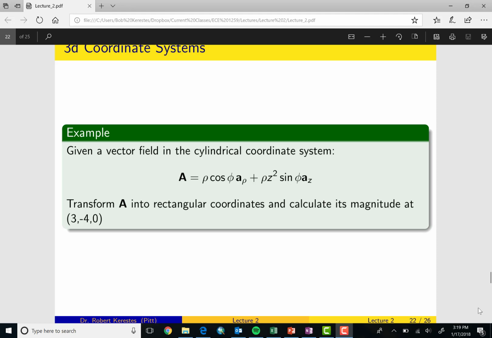Okay, so in this example here, you can see that we're given a vector field, A is equal to rho cosine of phi a rho plus rho z squared sine of phi a z. We want to transform A into Cartesian coordinates and want to calculate its magnitude at the point (3, -4, 0). So we did a similar problem like this in spherical coordinates the other day. But this one's in cylindrical coordinates, so it gives us some more practice.